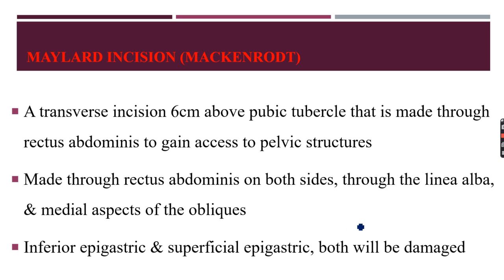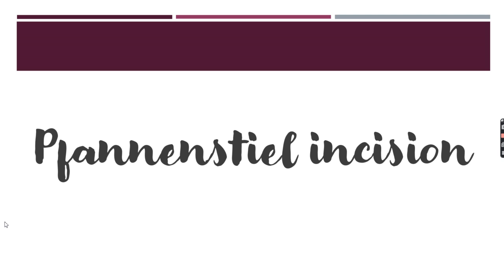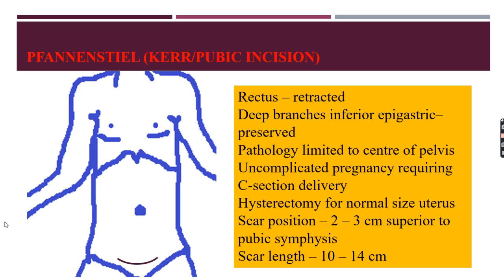This Millard or Mackenrod incision is a transverse incision, roughly 5 to 6 centimeter above the pubic tubercle, and it is made through the rectus abdominis, means we are going to cut the rectus muscle, right? And in this, inferior epigastric and superficial epigastric both will be damaged. This is important. So Millard is a more damaging incision as compared to Venesteen. Again, I'm just putting this Venesteen just after this Millard. The purpose is we have just discussed the various differentiating points.